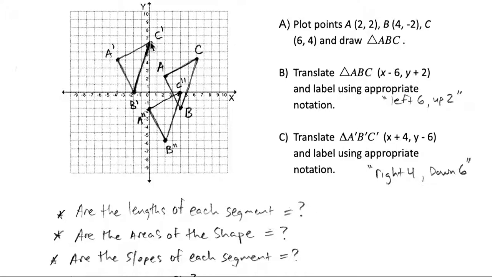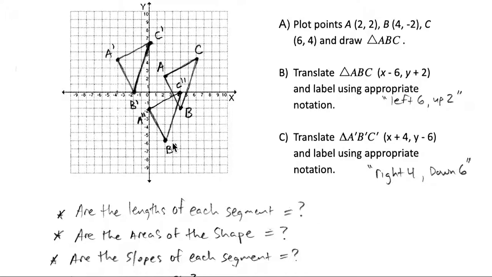Taking C prime here. It's at 0, 6. So if I take my x value of 0 and add 4, I get 4. If I take my y value of 6 and I subtract 6, I get 0. So I should be at 4, 0. Well, yeah, if I count over 4 and down 6, I end up at the same spot, 4, 0.